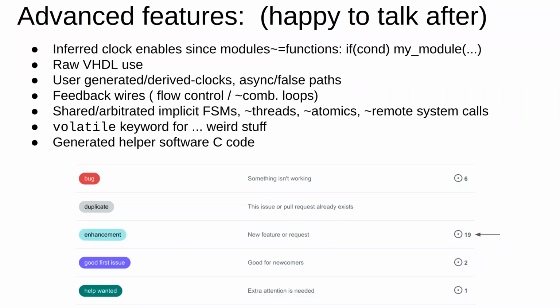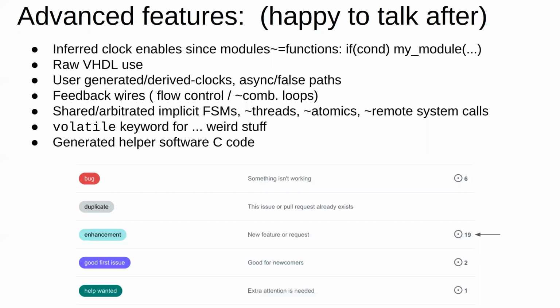So you could write things in the C kind of look. If functions or modules, what does it mean to have, like, if some condition? If my switch is 1, then my module. What does that mean? Well, it derives a clock enable, and that's pretty neat. You can insert raw VHDL if you have existing IP. You can derive clocks, set false paths, and I mentioned you can say these wires are async, don't touch them, things like that.